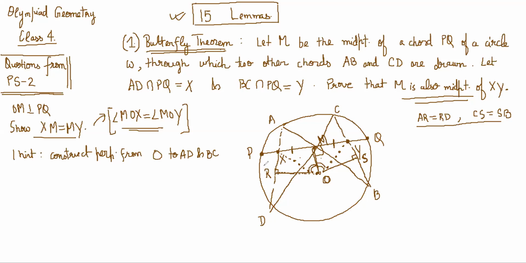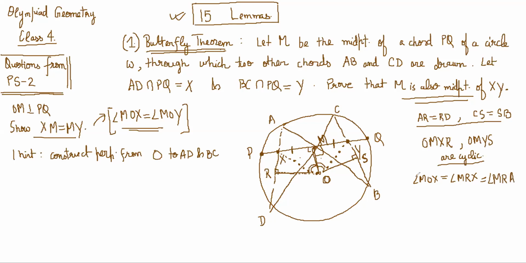So we get a cyclic quadrilateral. Correct. OMXR and OMYS are cyclic. That is obvious because two angles are 90-90, right? Opposite angles are 90-90. So OMXR and OMYS are cyclic. That means that MOX will be equal to MRX, right? So angle MOX will be equal to angle MRX. Angle MRX is the same as angle MRA.